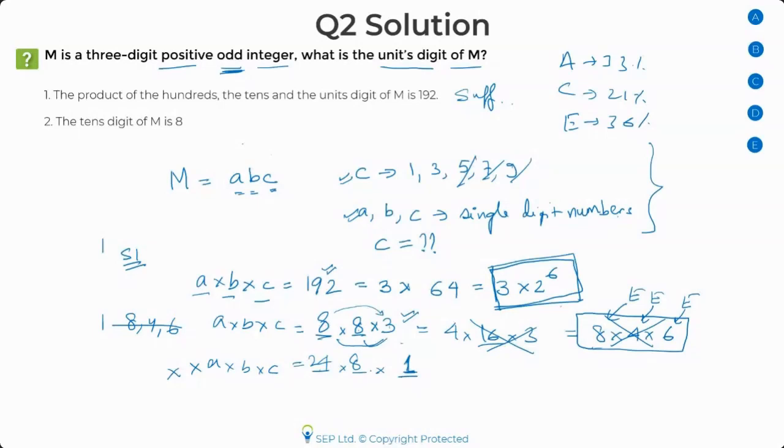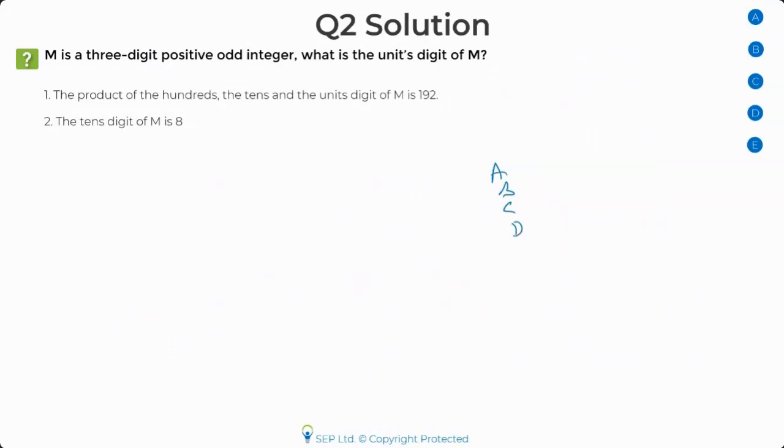Okay, everybody's saying yes, so that's absolutely good. So statement one is sufficient. So my answer out of A, B, C, D, E has to be either A or D. Now let me go to the second statement.